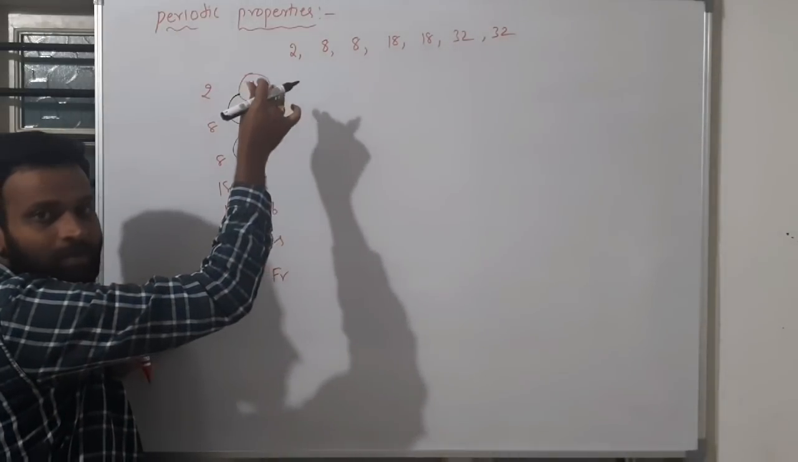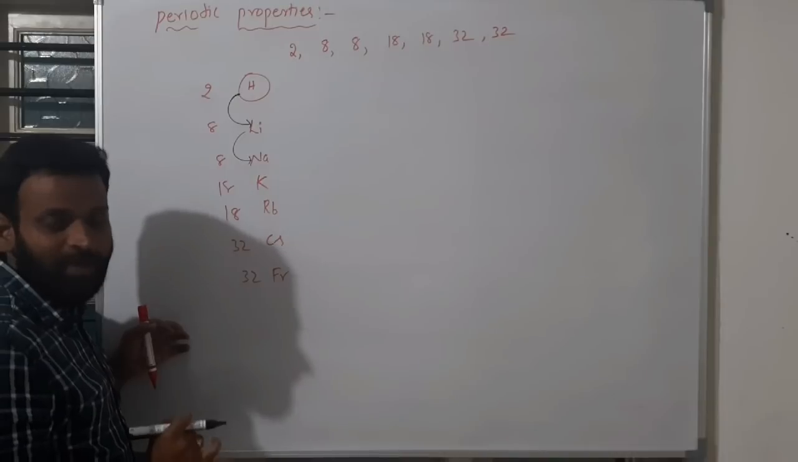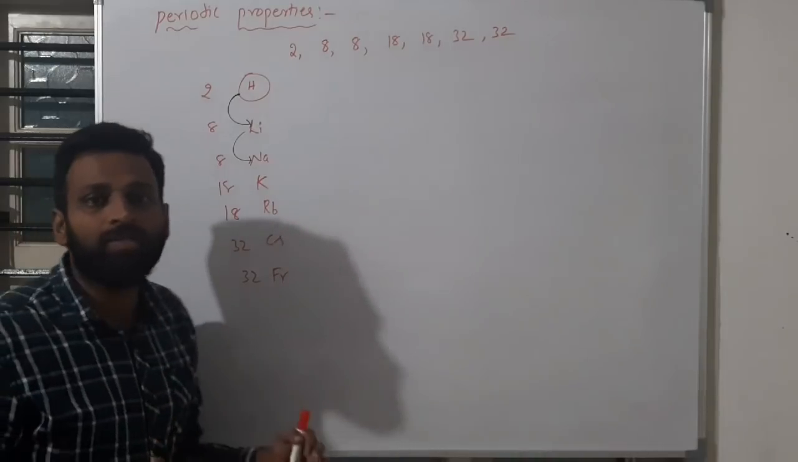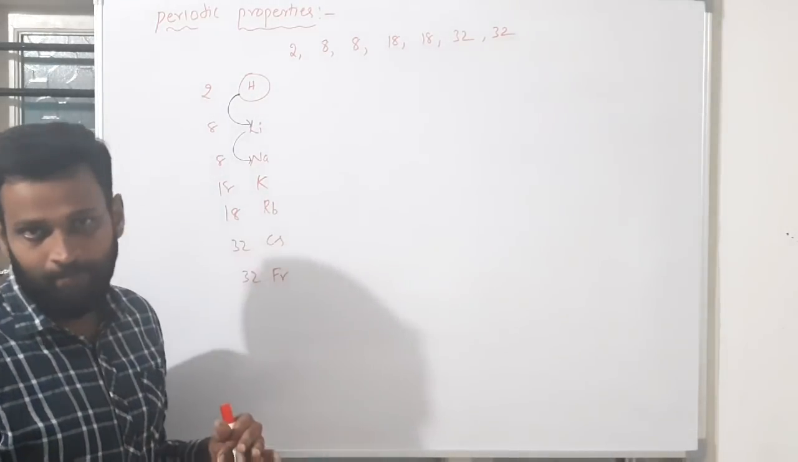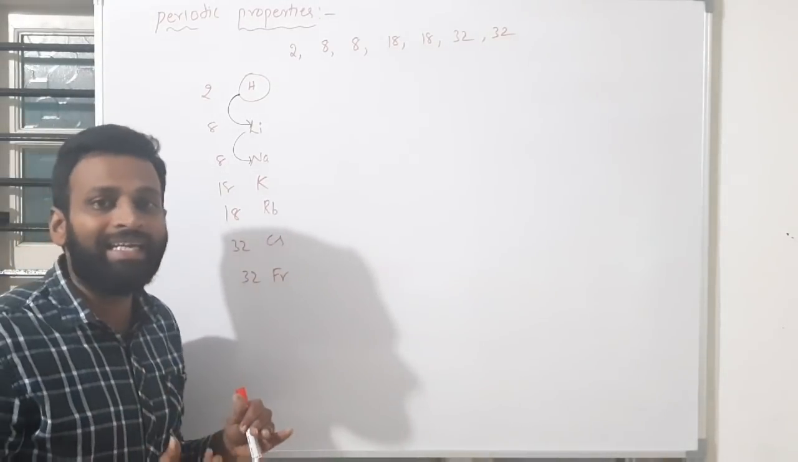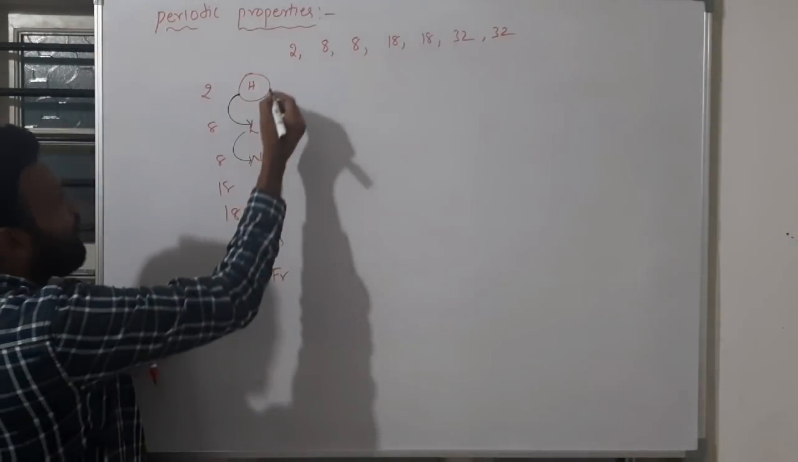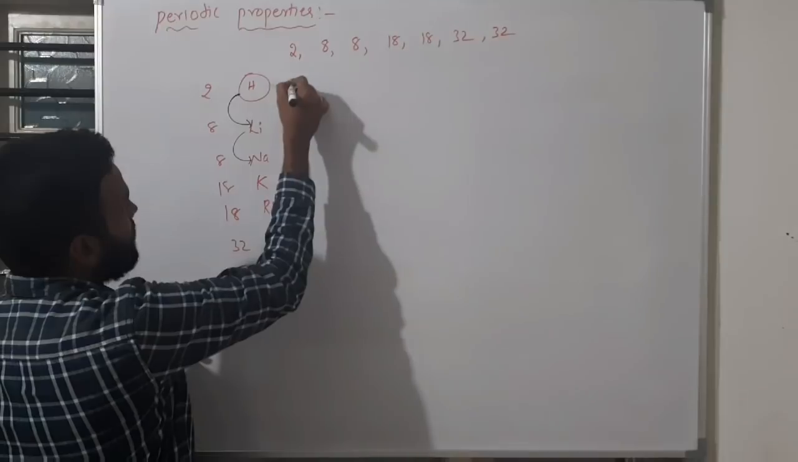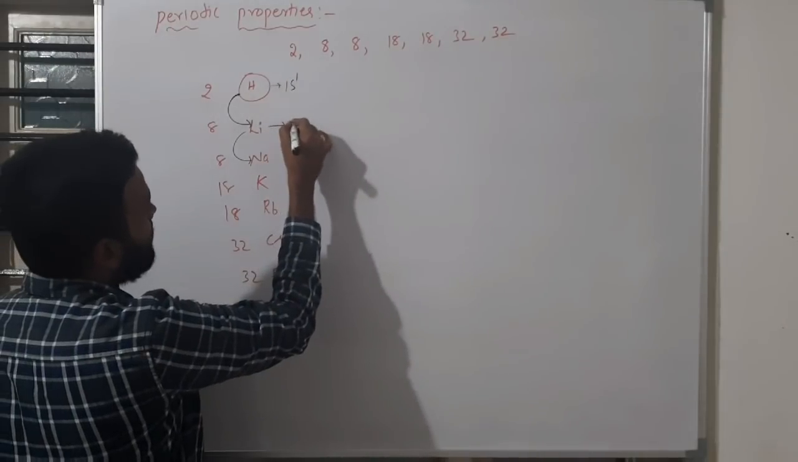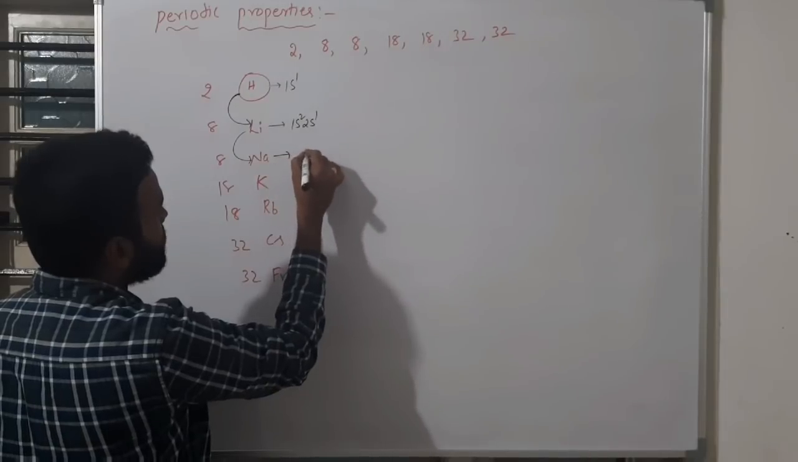Because the elements present in the same group have the same electronic configuration, meaning the same number of electrons in the valency shell. So that's why they have similar properties. For every regular interval the properties are repeating. Here the hydrogen configuration, if you see, is 1s1, lithium is 1s2 2s1, sodium is 3s1.